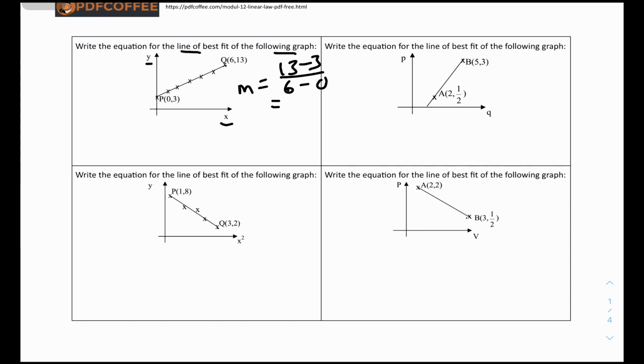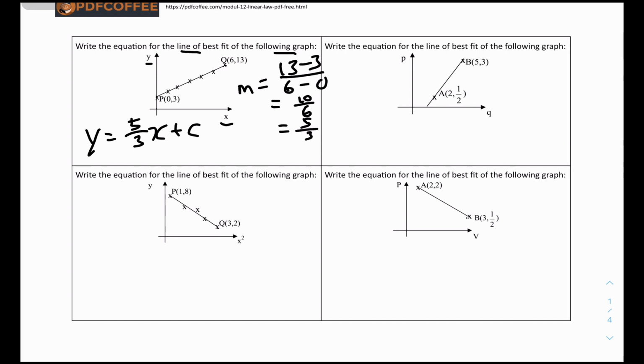13 minus 3 is just 10. And 10 over 6, we can simplify to become 5 over 3 by dividing both top and bottom by 2. So we have y equals 5 over 3 x plus c. So we have to find what the c value is, which is basically the y-intercept.